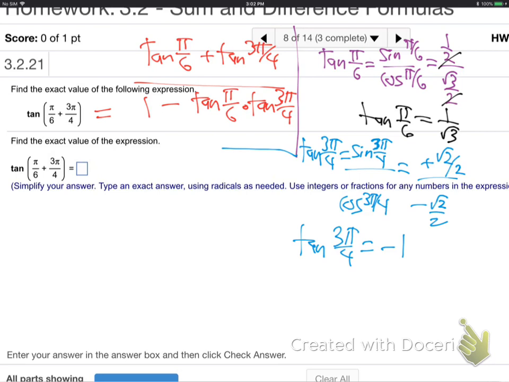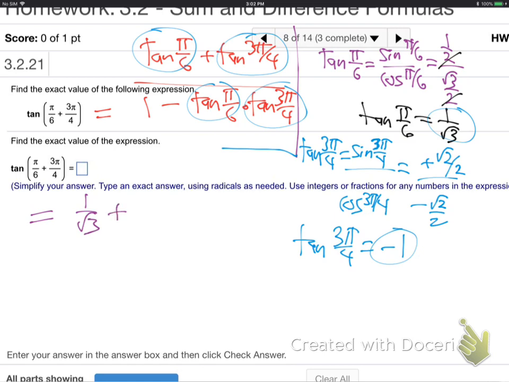Okay, so let's put those back in the puzzle. We got those pieces. So wherever I have tangent pi over 6, I'm going to plug in 1 over root 3. And wherever I've got tangent 3 pi over 4, I'm going to plug in negative 1. Right? We good? So what do we have now? Now we have tangent pi over 6, that's 1 over root 3, plus tangent 3 pi over 4, negative 1, all over 1 minus tangent pi over 6, 1 over root 3, times tangent 3 pi over 4, negative 1.